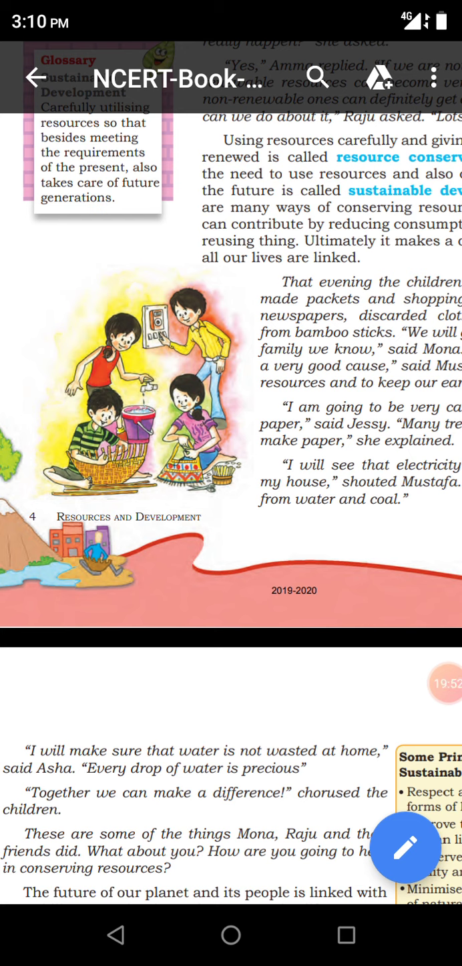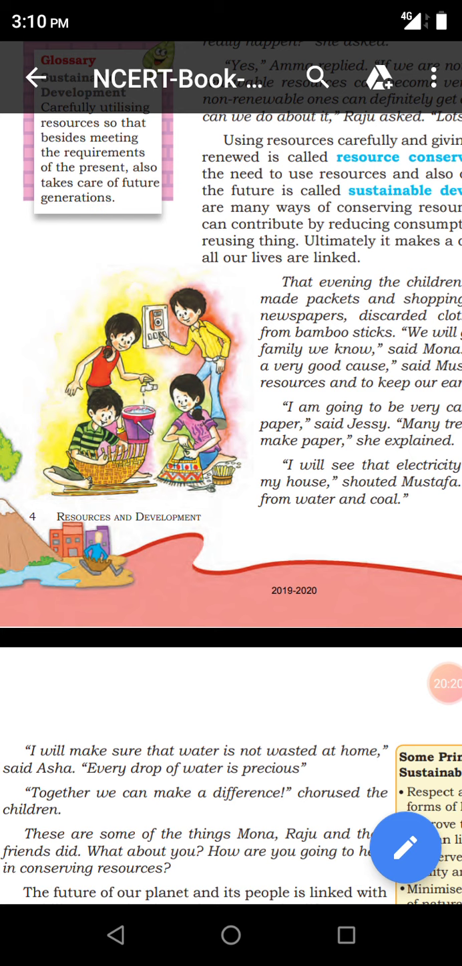Human resource development refers to the improvement of people's skill so that they become more useful than before and change into a better resource. So, resource conservation is very important for us.